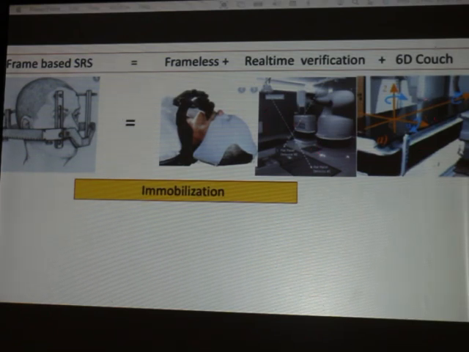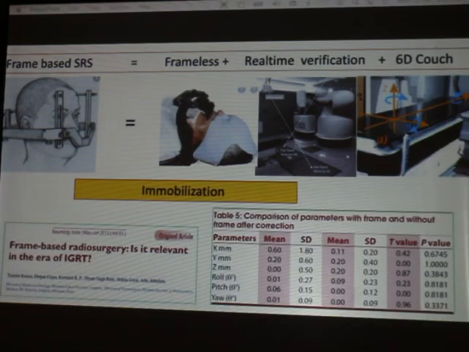So we can not only correct that translation motion, we are also able to correct the rotation movement during the course of treatment. So with all these things, this treatment becomes as precise as frame based radiosurgery. We have also done an analysis of whether frame based is equivalent to frameless, and we found that there is hardly any difference between the two technologies.